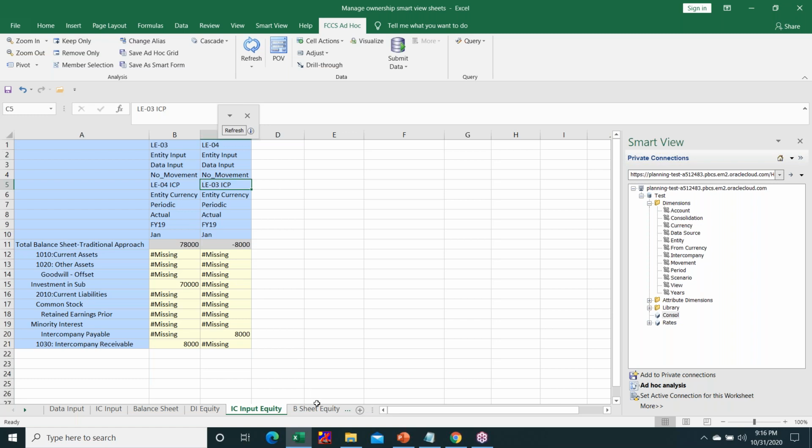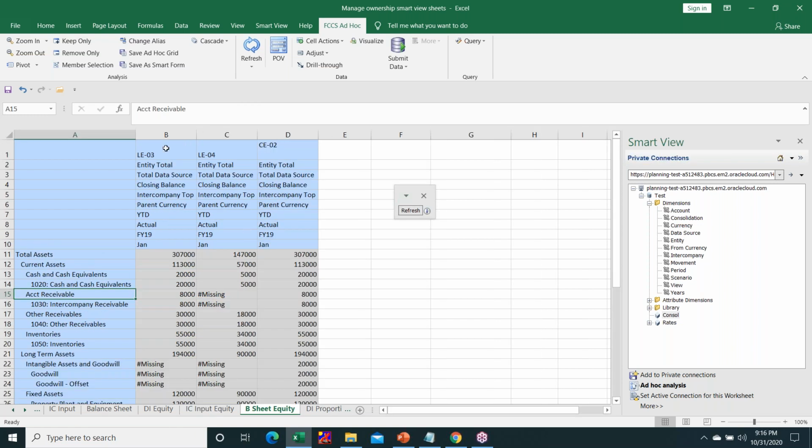At the consolidated level, this is my balance sheet. You can see that we have the legal entity 03 numbers, the legal entity 04 numbers, and this is my consolidated entity where we have defined the 40%. You can see that at the consolidated level, the cash and cash equivalent is 20,000 and 5,000. But at the consolidated level, you are finding the number of only the parent company.